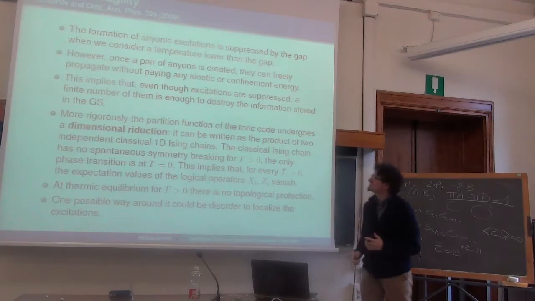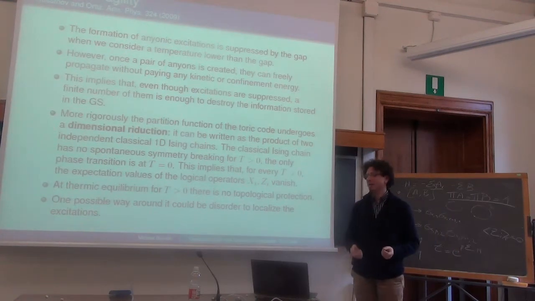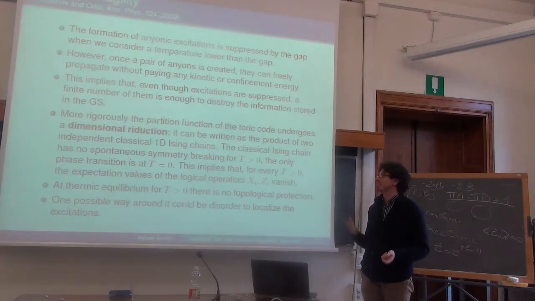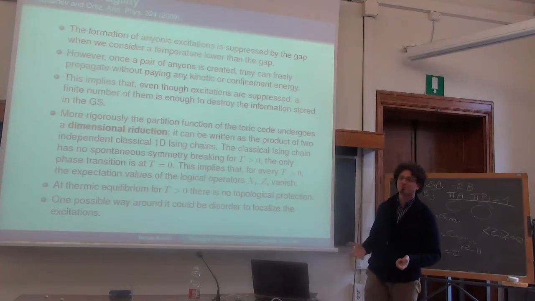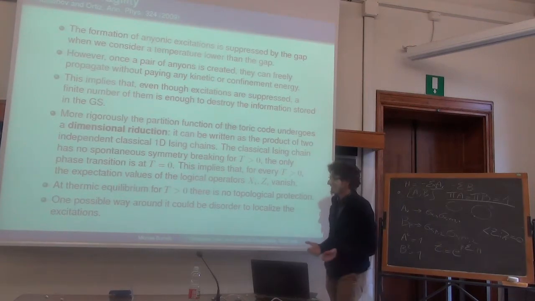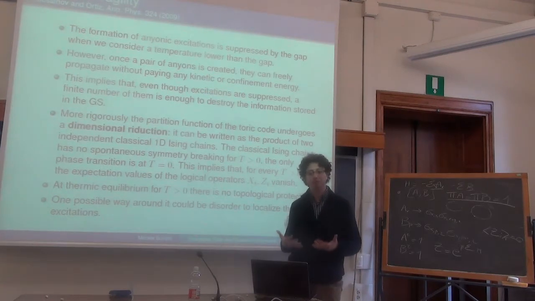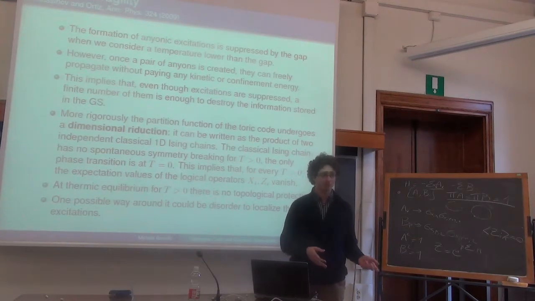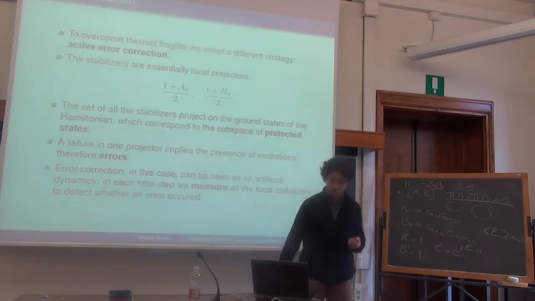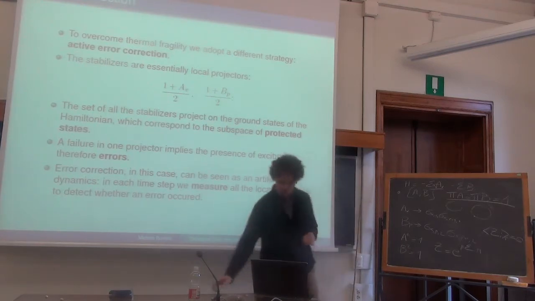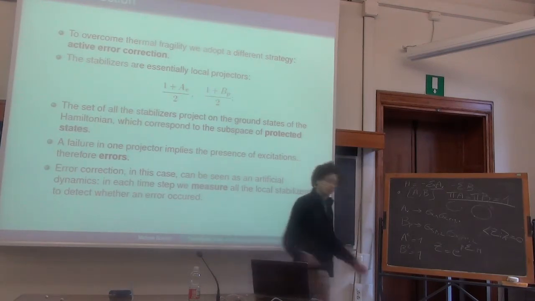let us say that this thermal fragility is a very big problem, and it is such that it is not considered realistic anymore to really engineer a toric code Hamiltonian in the lab. So either we go to a different topologically ordered system, for example, quantum Hall systems with fractional excitations, or we change our mind, we change our approach, and we consider the toric code as an error correction.